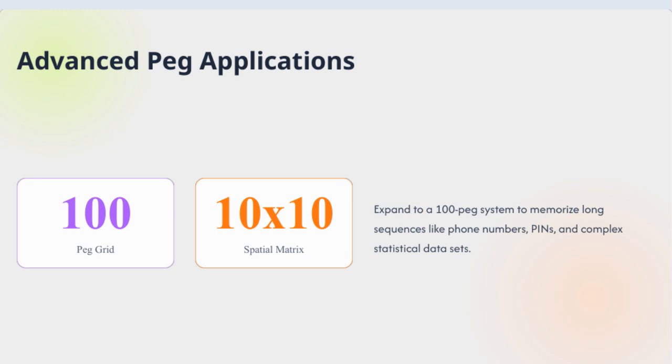This approach opens the door to advanced applications of the peg system, allowing us to handle increasingly complex memorization tasks with greater efficiency. So, by expanding to this 100 peg system, we're really pushing the boundaries of our memory capabilities, making it a practical and versatile method for a wide range of information.